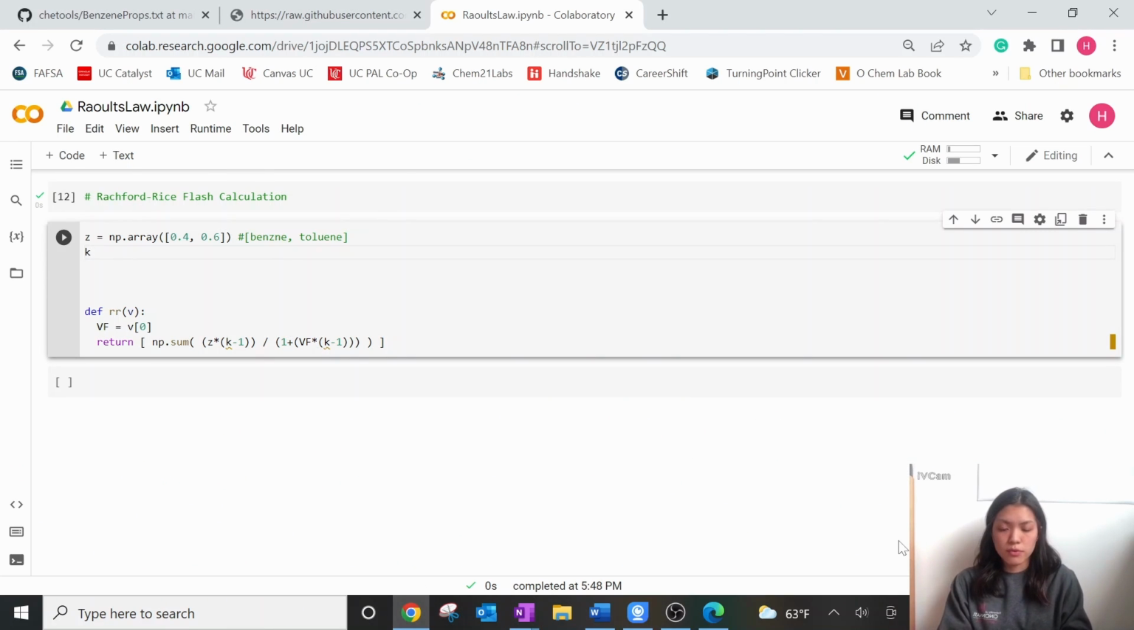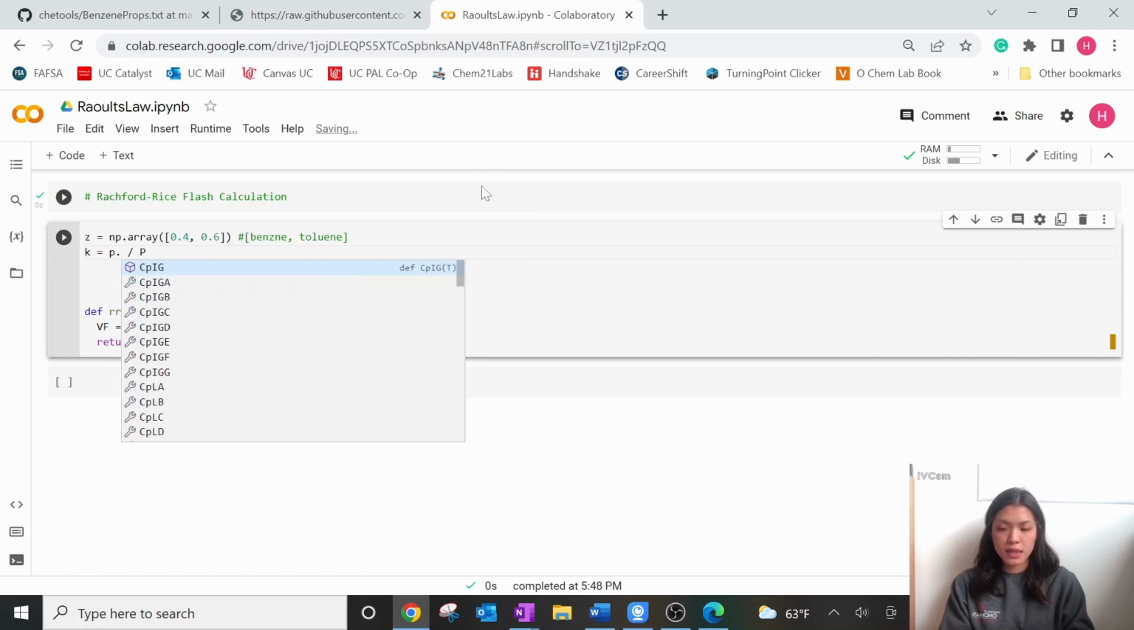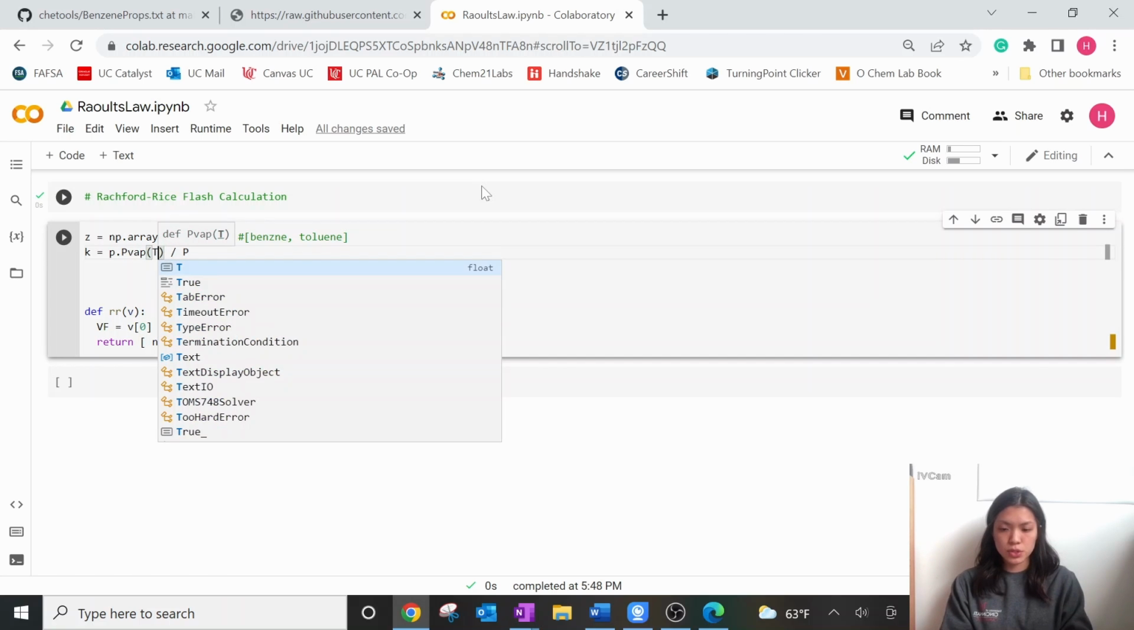So we have the mole fraction ratio, and so that's the saturated vapor pressure divided by the total pressure. Well, the saturated vapor pressure is calculated using Antoine's equation, which we have through the CHE tool pack that we imported. And so to do that, we use the P, and then we use PVAP, that's the vapor pressure at a certain temperature.